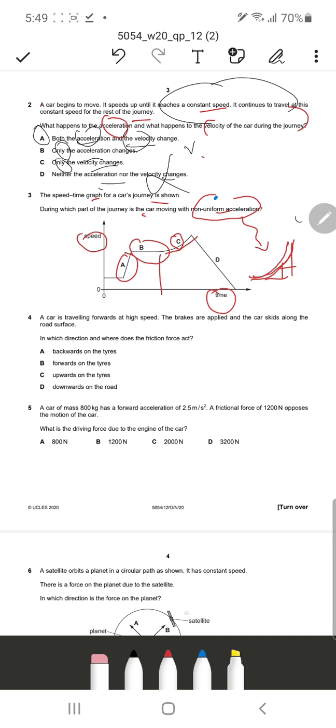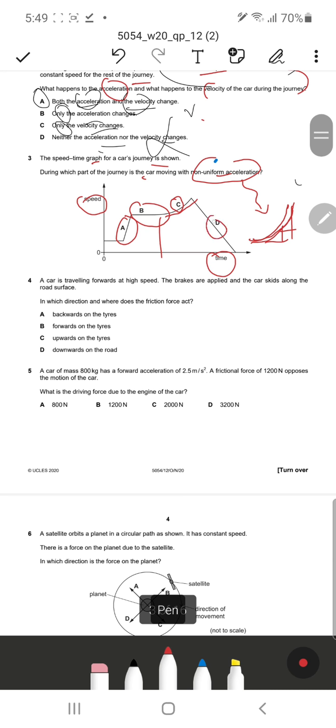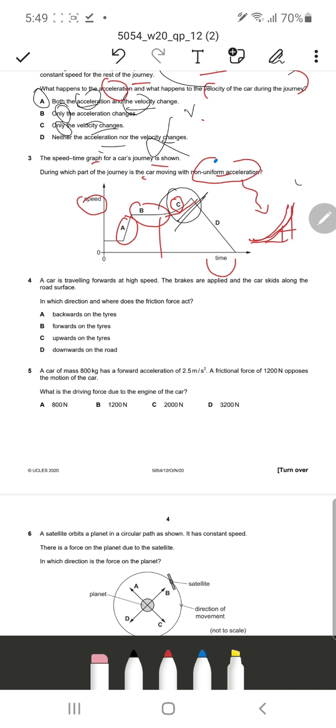That's pretty simple. If you know about the graphs, then we should know this. And this D actually represents a constant deceleration, which is not our case. So C is the correct response. Okay, so C will be our response. Okay, next question number 4.